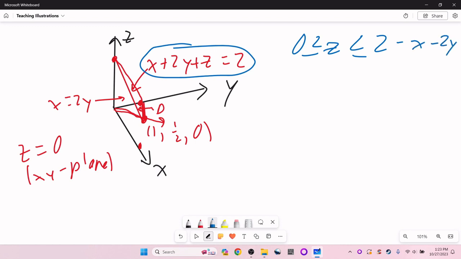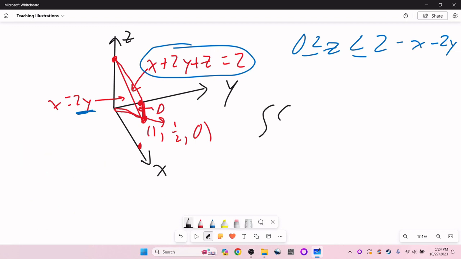Now, we could have gone left to right. We could have done y first, because then y would go from, solving this for y, x over 2, and then solving the right side for y, 1/2 times (2 minus x). So if you want to do y first, that would be it. But then you'd have to project onto the xz plane. And since we already have our projection onto the xy plane that we can see pretty clearly, this is probably easier. We were asked for volume, so that means we're integrating the function 1.